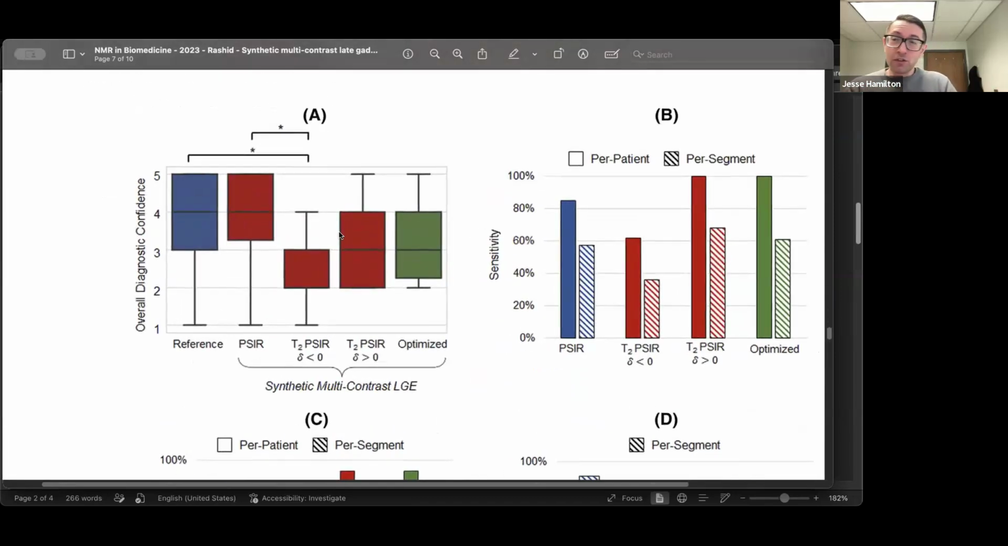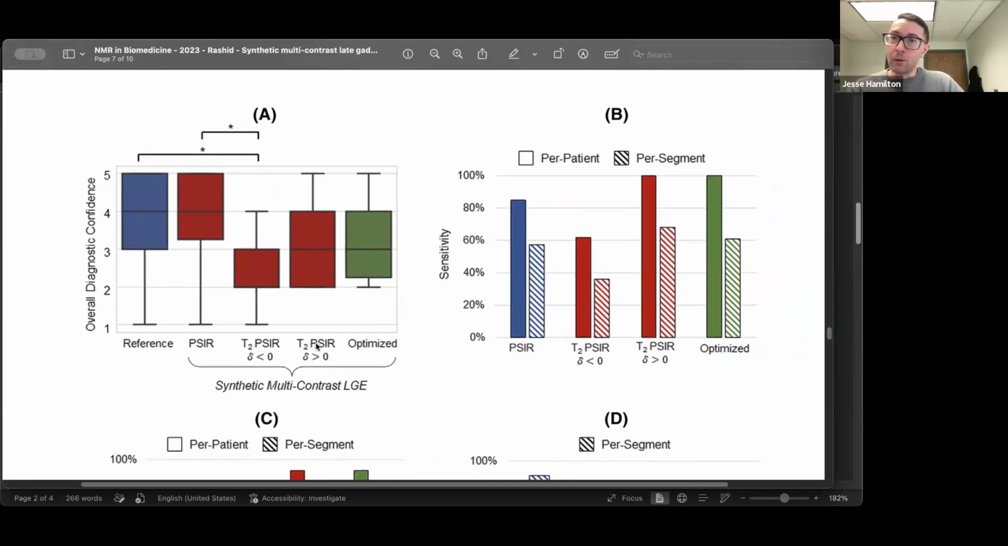So we showed these images to 2 cardiologists who rated the overall image quality, shown in panel A. The takeaway is that in general, all of the synthetic contrasts got similar ratings compared to the reference LGE, which is shown in blue, with the exception of one of the dark blood T2 PSIR images.